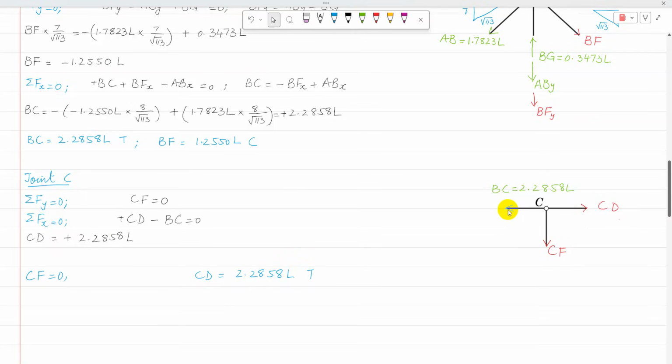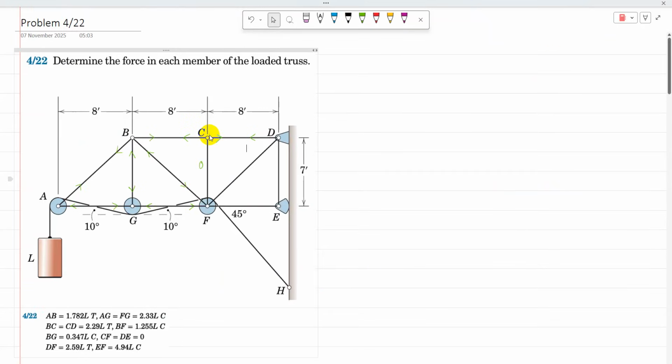So now BC and CD are equal in magnitude and they have the same sense. So joint C is solved. Otherwise, there is no need of writing an equation for joint C. The member forces at joint C can be found using the rule about zero force members. So now joint C is analyzed.